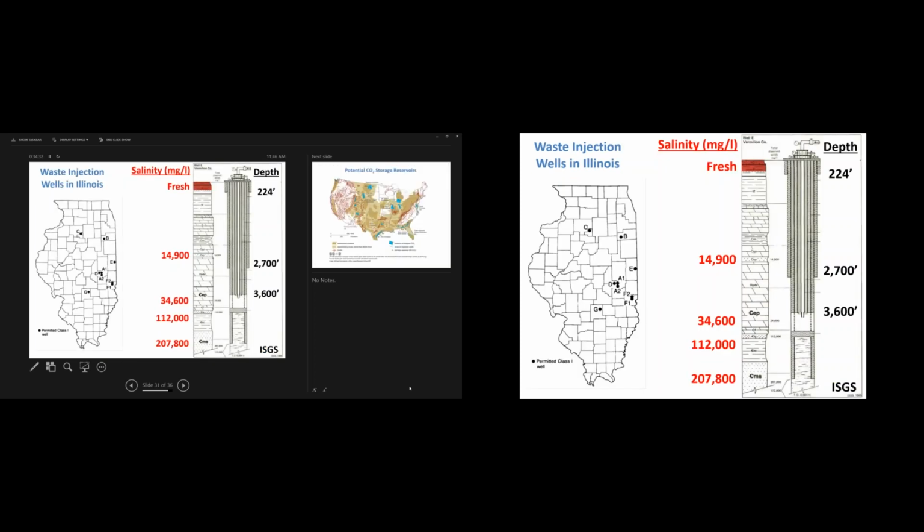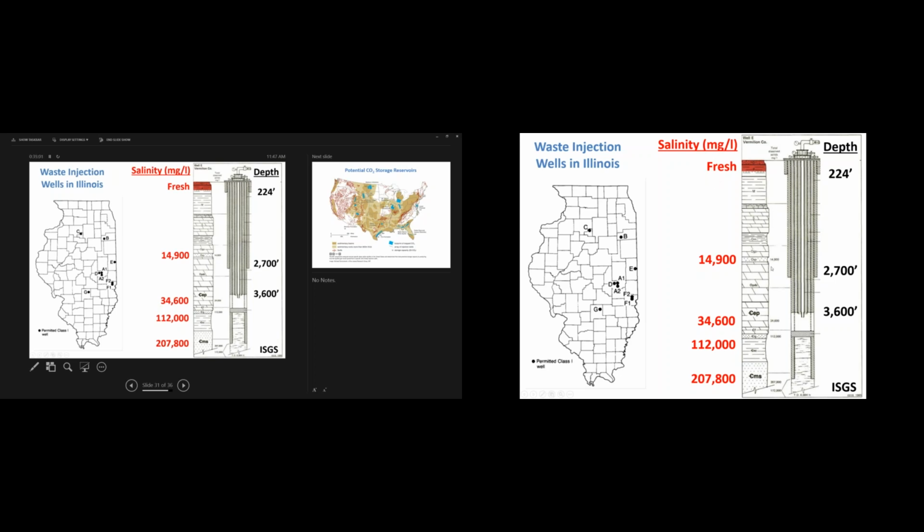So this is a well over in Danville. And this is a salinity profile. So these are permitted injection wells. And down in Tuscola, south of here, there's a bunch. Over in Danville, there's some. So these aren't the oil brine ones. These are ones used for other waste. But I put the salinity on here just to give you an idea where the fresh water is.